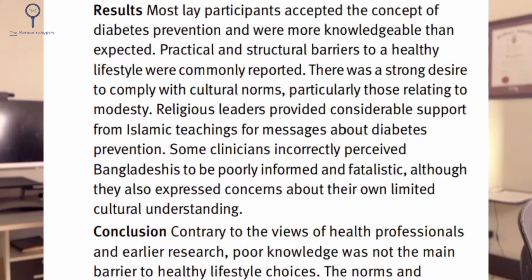Now let's take a look at the results. And remember, when you take a look at the results in the abstract, it's a good overview of how the authors have chosen to structure their findings section. But it's still very brief. So let's make important points as we read through the results section. Knowledge was high among the Bangladeshi people that are included in the study. Okay, that's the first point. Second point is, there are barriers that exist at both the practical and the structural levels, and they emphasize cultural norms. Then the third point is, religious leaders did provide religious messages about prevention. And then the last point I would say is, there's confusion and misperception amongst clinicians.